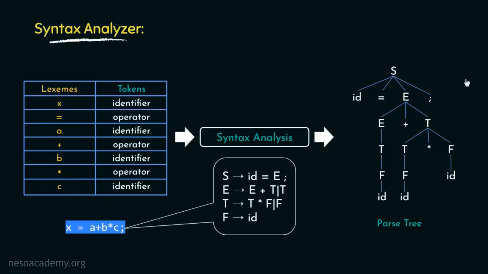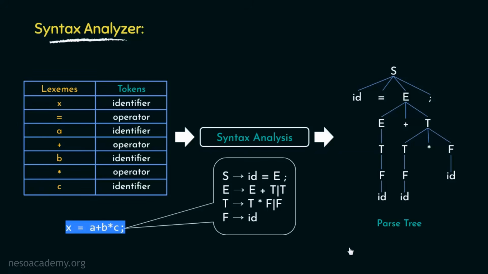Now, before observing the yield of the parse tree, let me tell you a few things about this particular grammar. Here, id, the equals operator, semicolon, the plus and the multiplication operators are the set of terminals. And the ones in the uppercase, that is S, E, T, F, these are the set of variables or non-terminals.